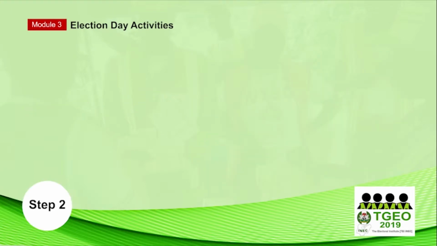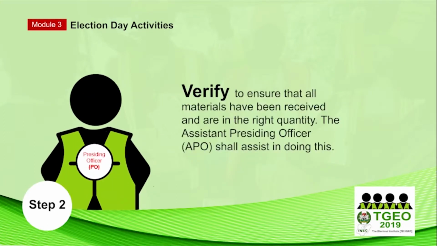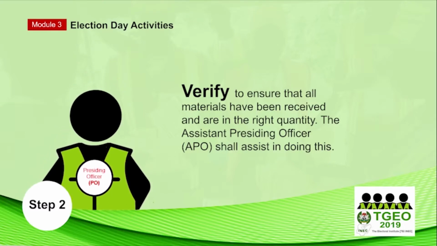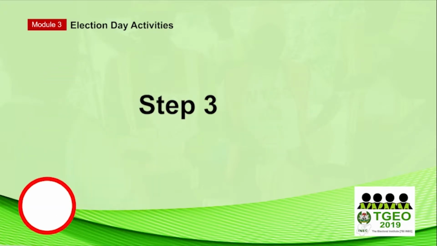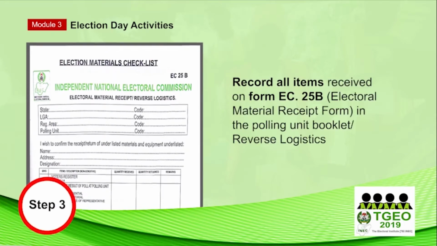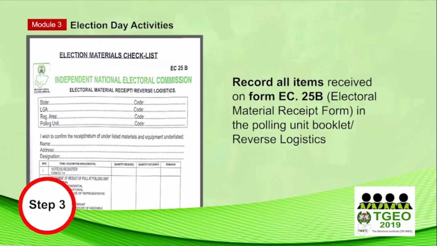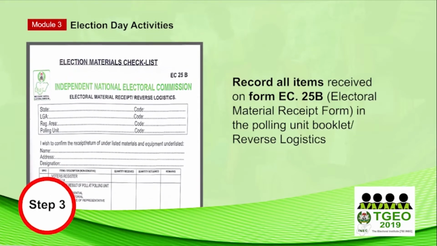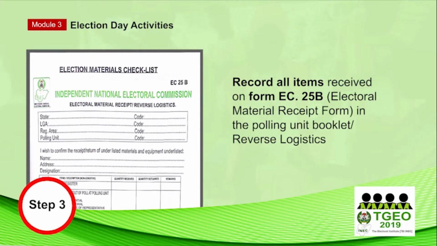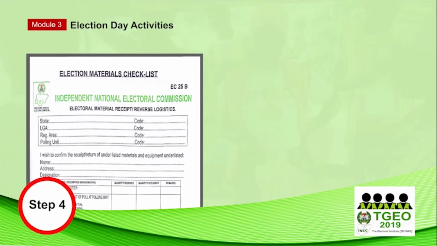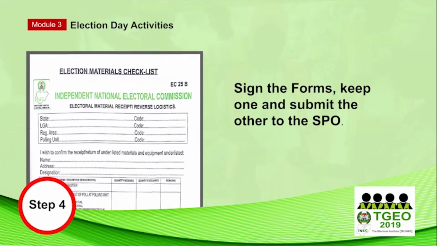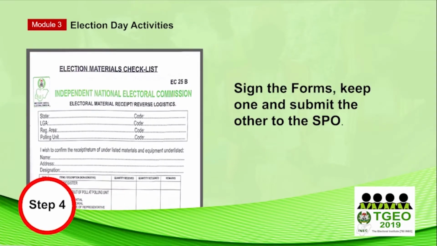Step 2. Verify to ensure that all materials have been received and are in the right quantity. The Assistant Presiding Officer (APO) shall assist in doing this. Step 3. Record all items received on Form EC25B, Electoral Material Receipt Form, in the polling unit booklet. Step 4. Sign the forms, keep one and submit the other to the SPO.